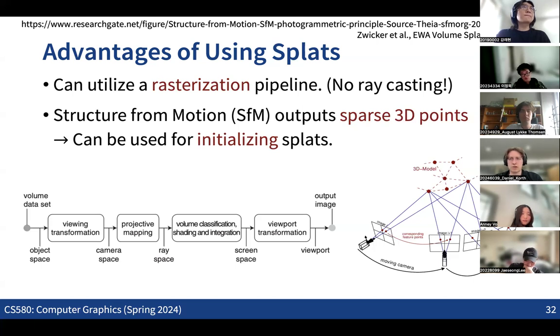So yeah, then the question might be: if we have a set of volume splats, how are we going to render everything using the volume rendering equation? This is the main part that we are going to discuss today. And before we move on, do you have any questions on this?